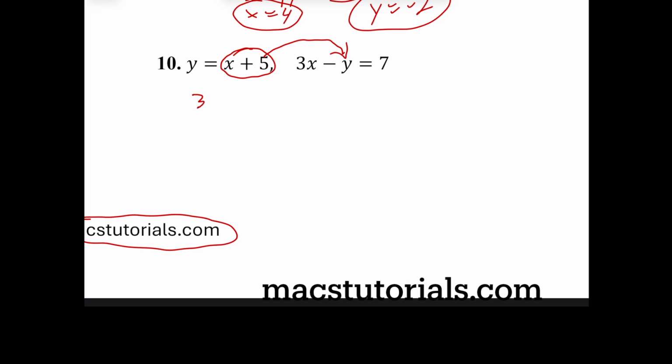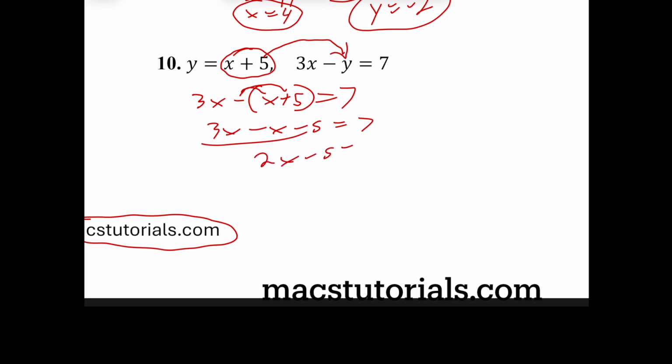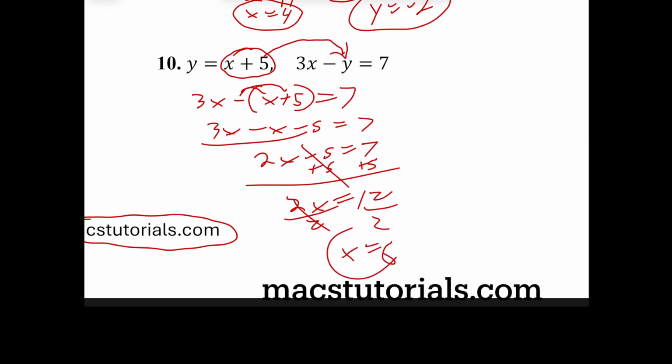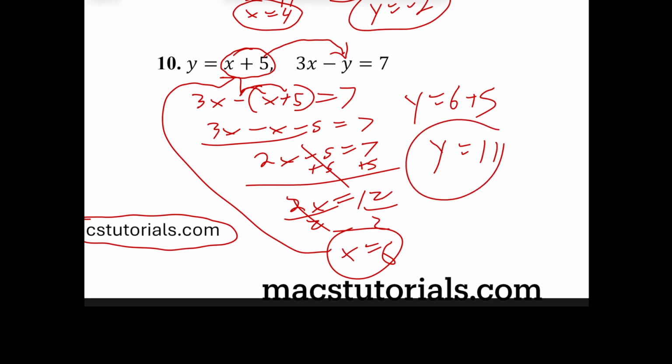And remember what I said, always plug in with the parentheses, because you never know when that's going to be important, like now. That negative goes to both. So we're going to get 3x minus 5 equals 7. 2x minus 5 equals 7. 2x equals 12. X equals 6. Then we're going to go plug it in. Y equals 6 plus 5. Y equals 11. All right, so there's 10 problems on substitution, and I got more.